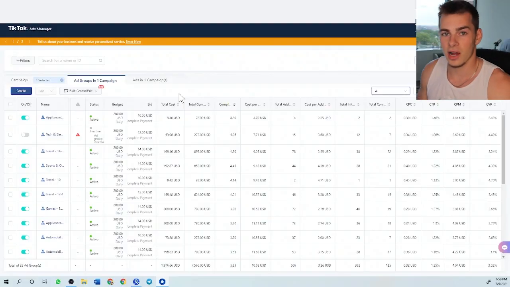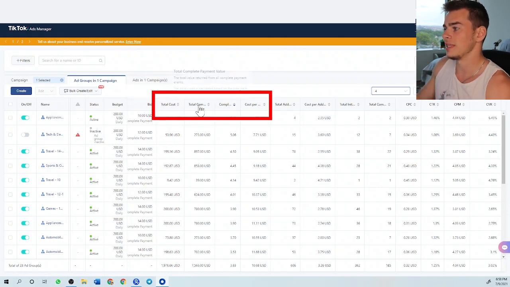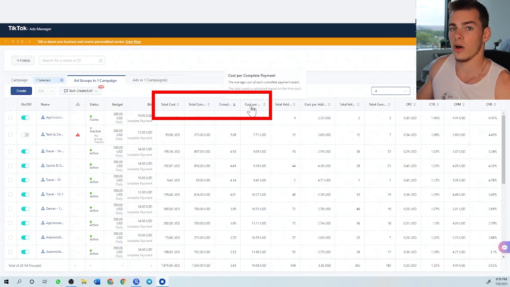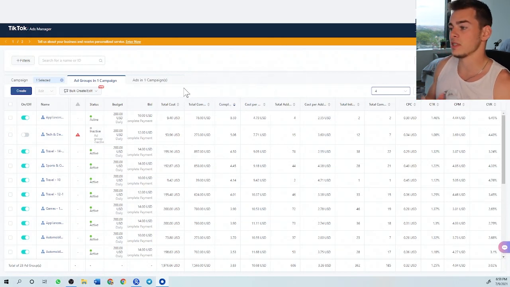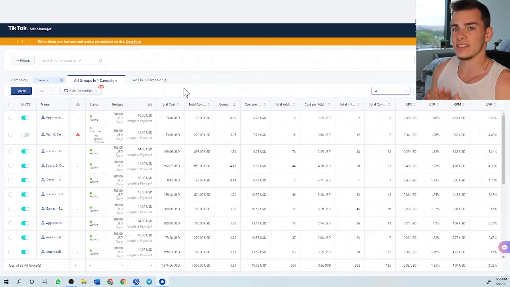Now, these 4 columns, in my opinion, are the most important. Total cost, total complete payment value, complete payment ROAS, and your cost per complete payment. I always tell everyone that I work with, whether it is a client or a business partner or someone that I just take under my wing to give advice, that any high-level media buyer and marketer only really needs these 4 columns to be able to make good decisions.